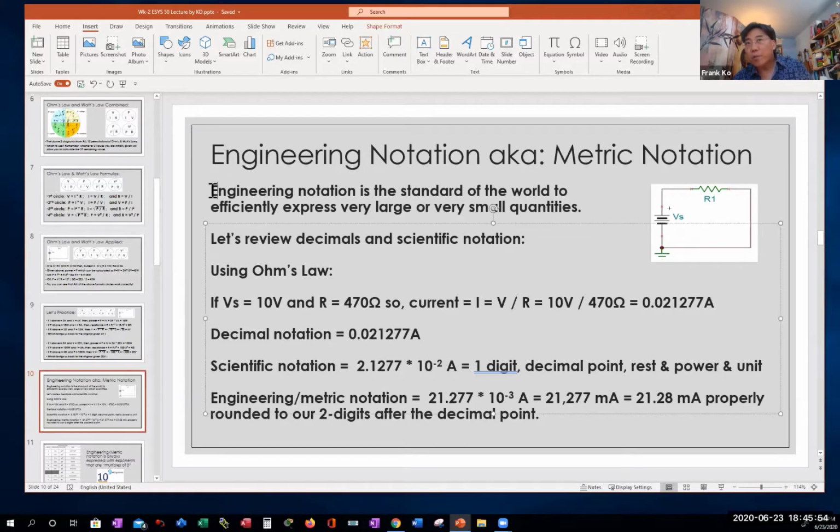Why do we use engineering notation? It's the standard of the world, not just the US. It's the standard of the world to express large quantities or very small quantities efficiently. So let's go ahead and review decimals and let's review scientific notation.